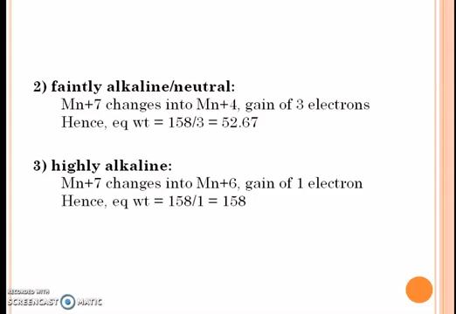In highly alkaline medium, valency changes from +7 to +6. There is gain of only 1 electron, and hence here equivalent weight will be same as that of molecular weight, that is 158 gram per equivalent. So while preparing KMnO4, we must take into consideration which medium is used for its preparation, that is alkaline, neutral or acidic.